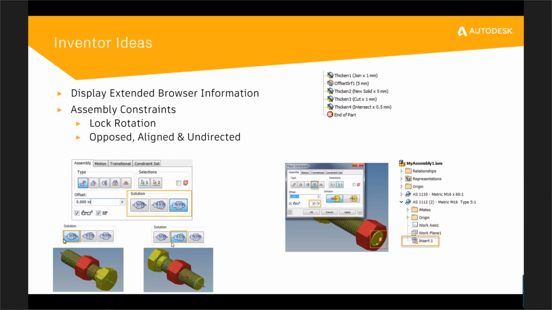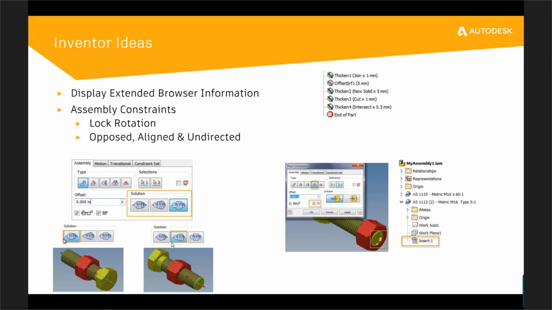Some other Inventor ideas. So we've added additional information when you choose browser information. So here you'll see a bunch of offset and thickness features in the browser. Well, if you don't take the time to name features, now it'll automatically add some additional description, so it's easier to locate, find, and edit these downstream.